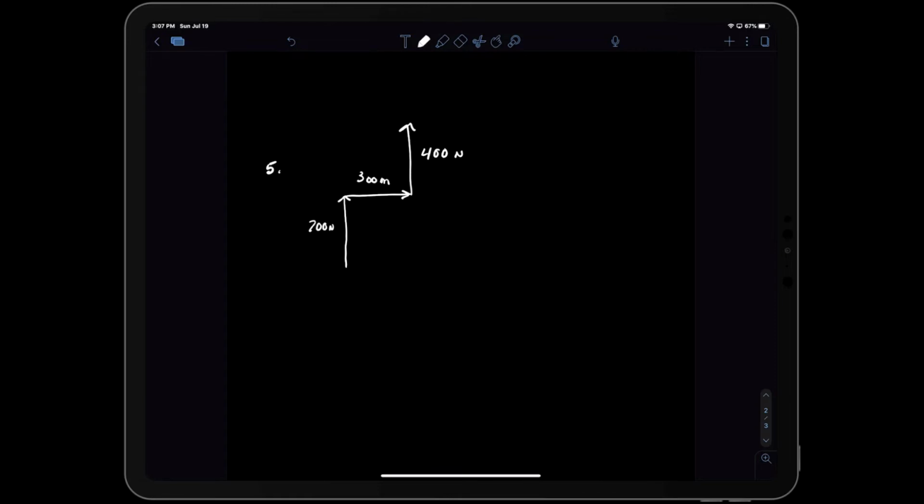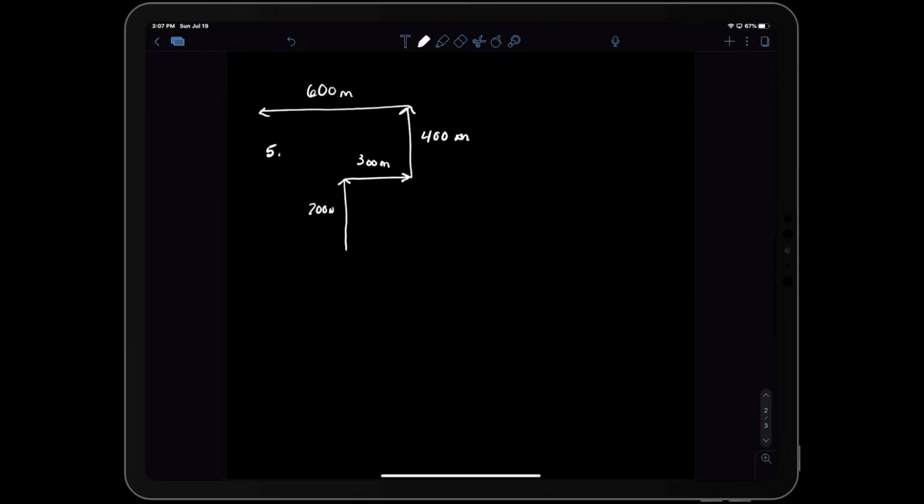And then we go 600. We have 600 meters west. And then 1,200 meters. Woo. So we have something like this, because we have 7, 4, that's 1,100. So 1,200 would be just past this. So this would be 1,200 meters south.